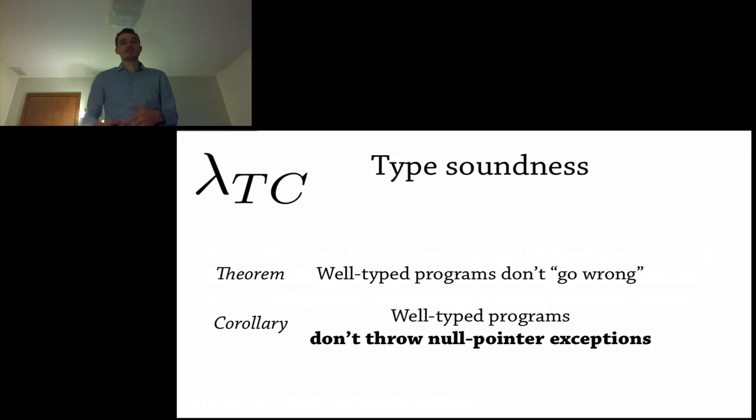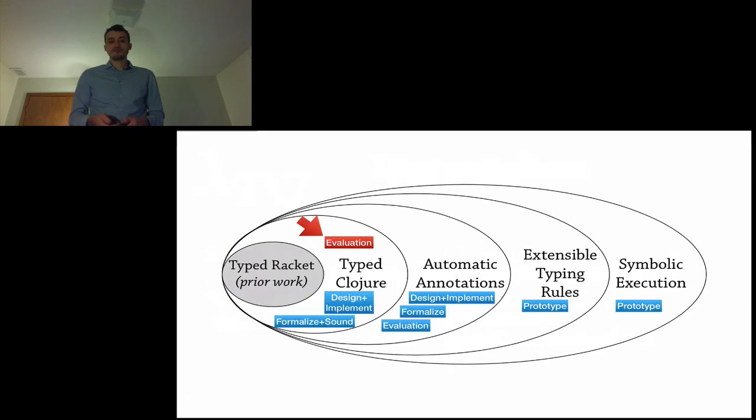Like you might have a null pointer exception from Java that gets propagated up. But this is really important in a type system for Clojure because null is an idiomatic value to use. For example, in Scala, it's not idiomatic to use null, but it's also unsound to use null. You don't get this corollary. So it's an important result.